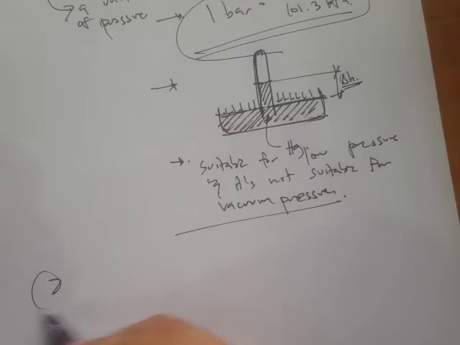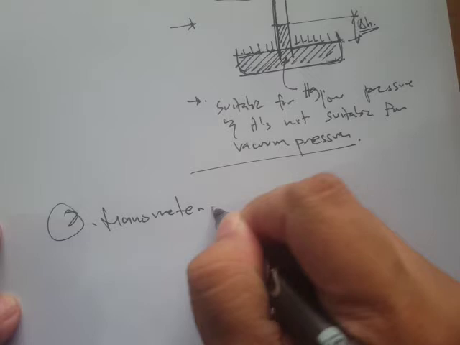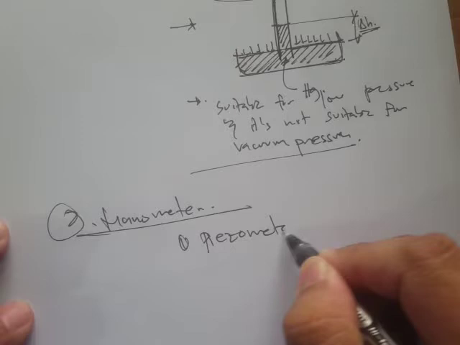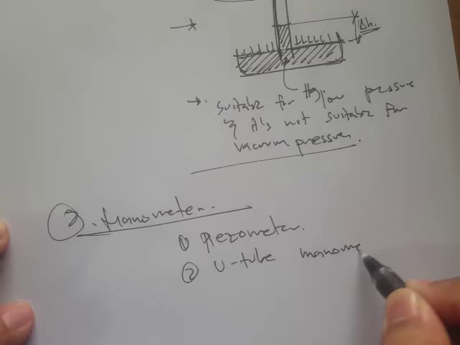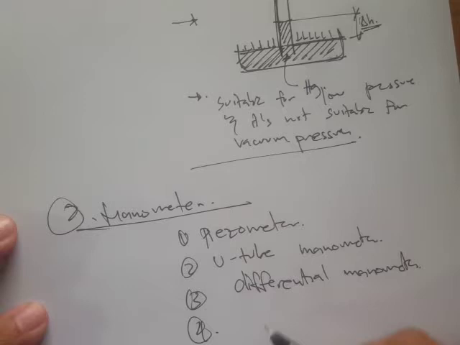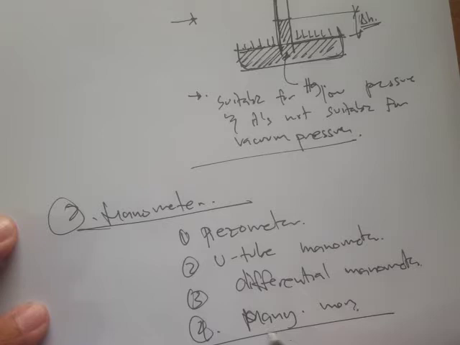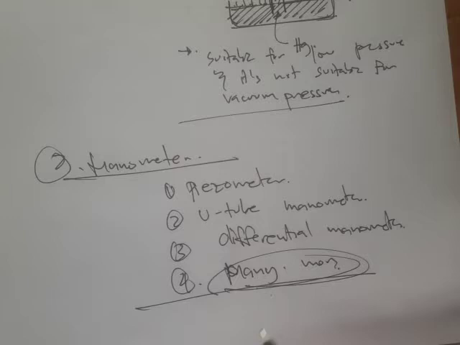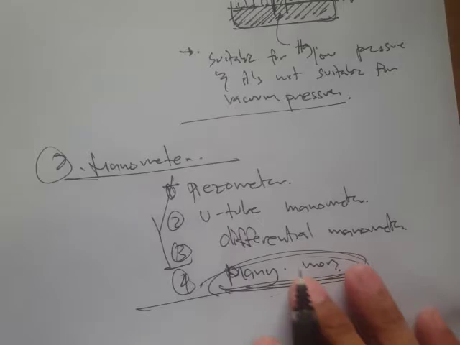Okay, then the next one is the manometer. There are many types of manometers. Number one is piezometer. Then number two is U-tube manometer. Number three is differential manometer, and number four, maybe many more. This one is not the name of the device, it just says that there are many other types. Okay, for now, we'll just consider the piezometer, U-tube, and differential manometer.